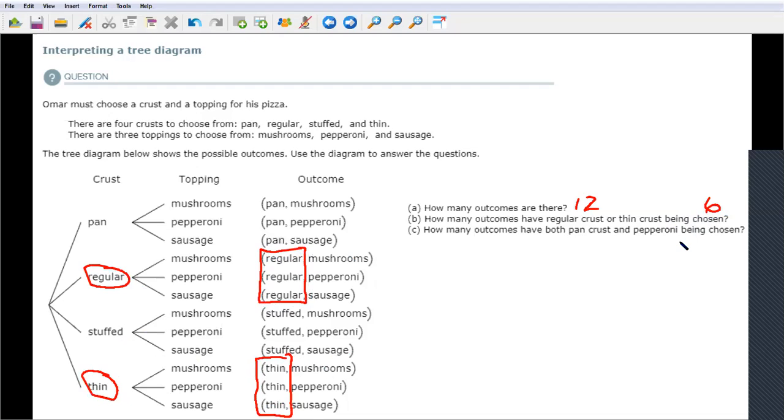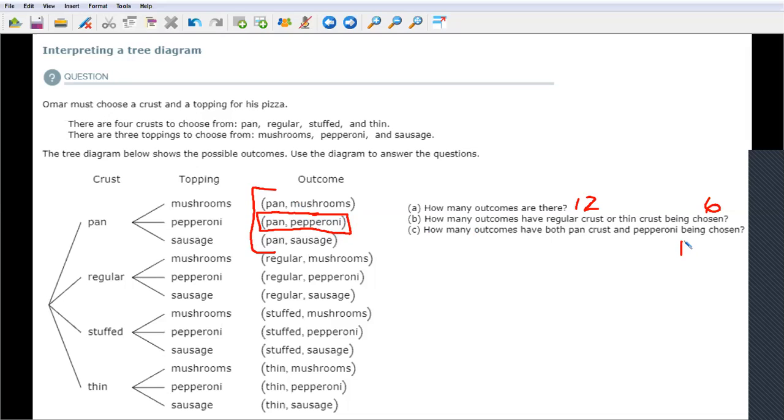And the last one, how many outcomes have both pan crust and pepperoni? Well, you would imagine that this would only show up once. And if you take a look at your outcomes here, you've got pan pizza right here in this top section, and there's only one where pepperoni is the topping of choice. So the answer to that one would be just 1.